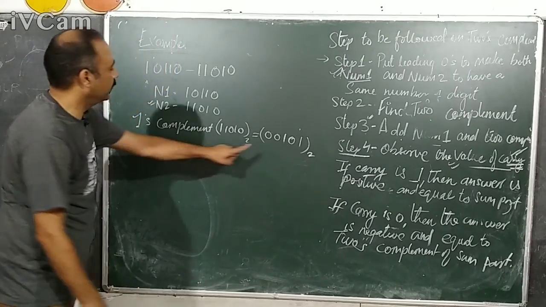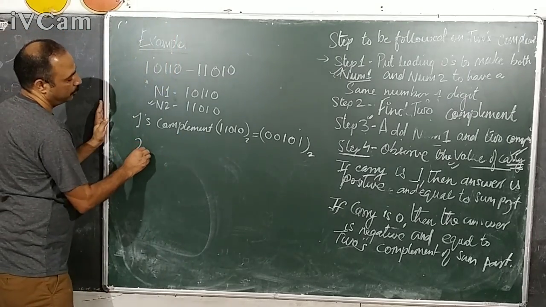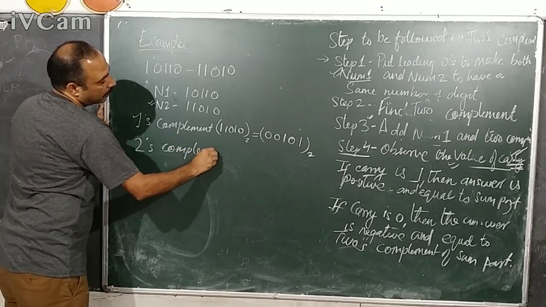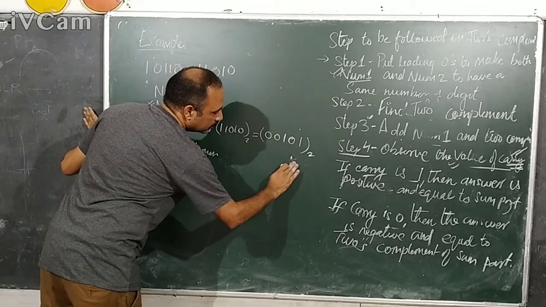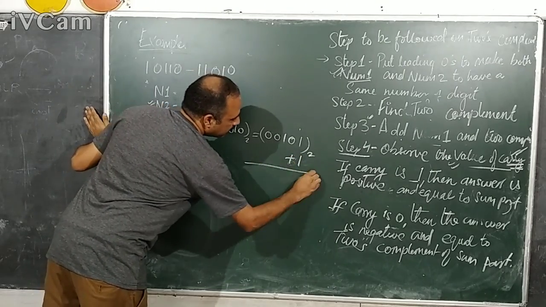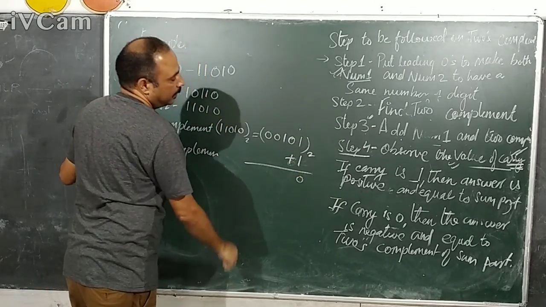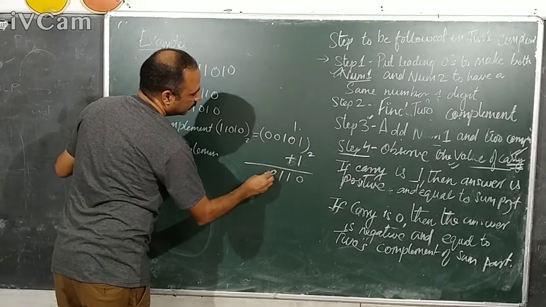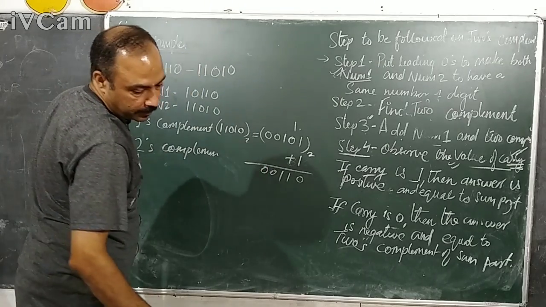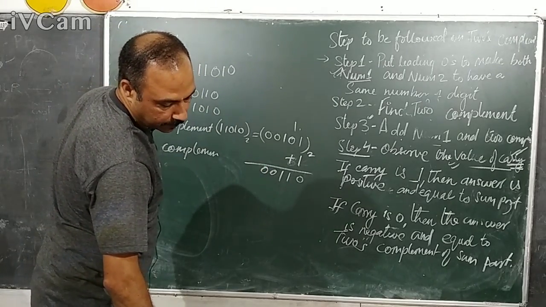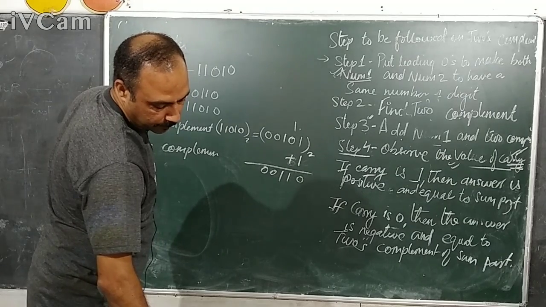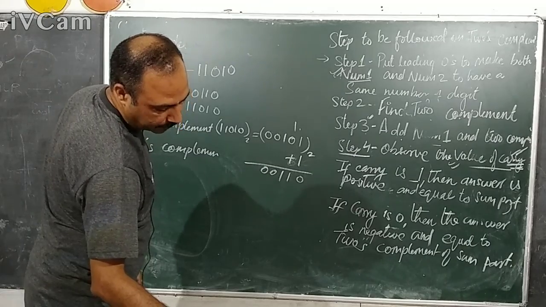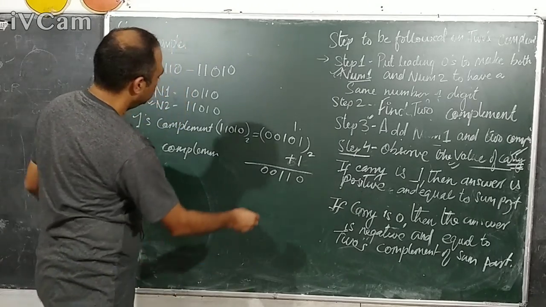Now I have to make this into the 2's complement. I'm just adding 1. So 1 plus 1 is 10, 1 plus 0 is 1, and the result is 00110. Okay, it's correct. So this is the 2's complement.